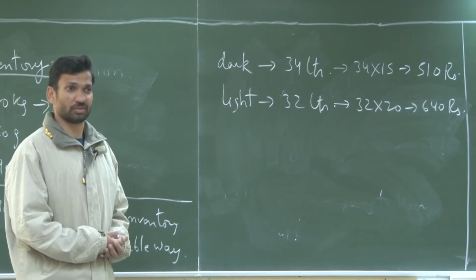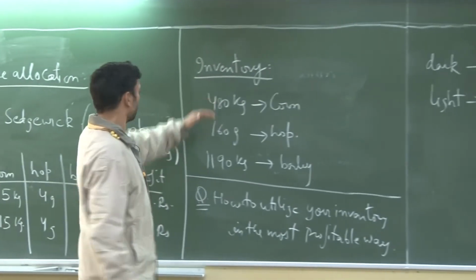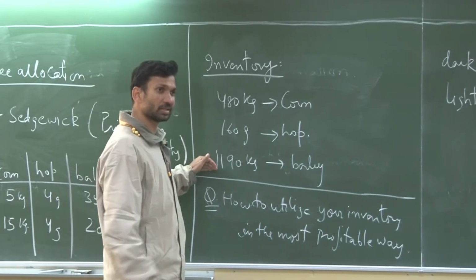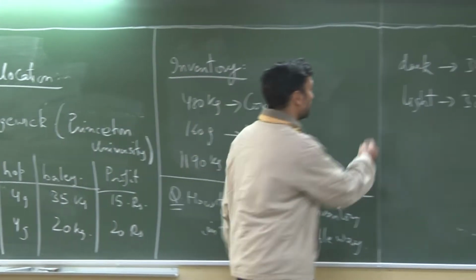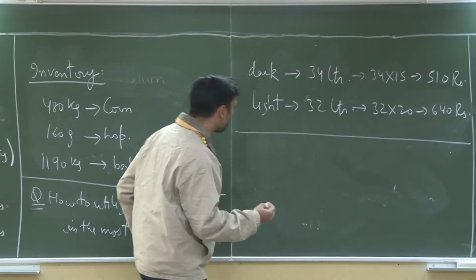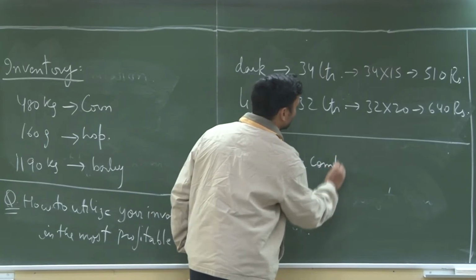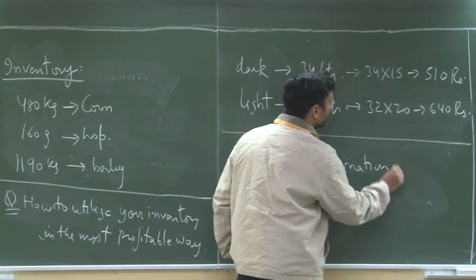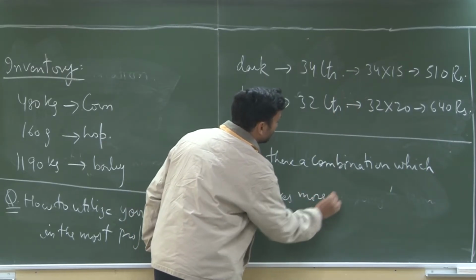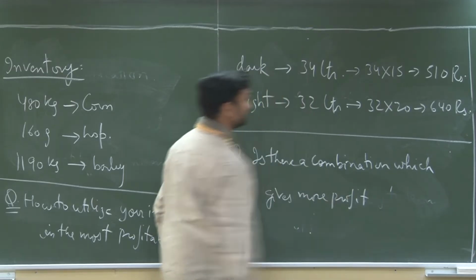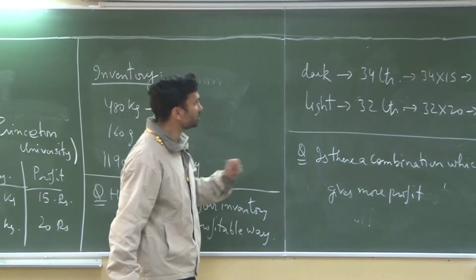But what about a combination? Can we do better? Can it happen that, in this case, corn is running out in making light beer, in making dark beer, barley is running out. Can we make a combination so that we can make more profit? So to actually solve the question, we have to ask a harder question. Is there a combination which gives more profit? Right? And it indeed does. It's actually very easy to see.